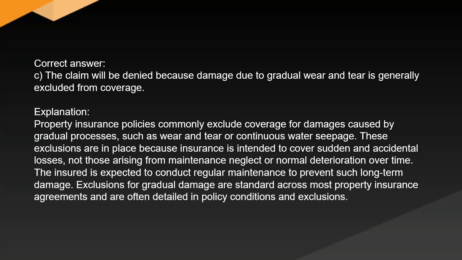Correct answer: C. The claim will be denied because damage due to gradual wear and tear is generally excluded from coverage. Explanation: Property insurance policies commonly exclude coverage for damages caused by gradual processes such as wear and tear or continuous water seepage. These exclusions are in place because insurance is intended to cover sudden and accidental losses, not those arising from maintenance, neglect, or normal deterioration over time.